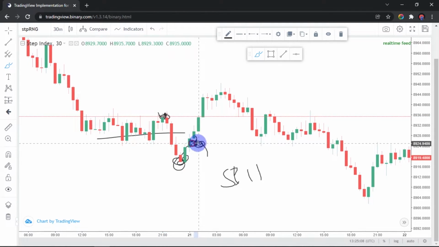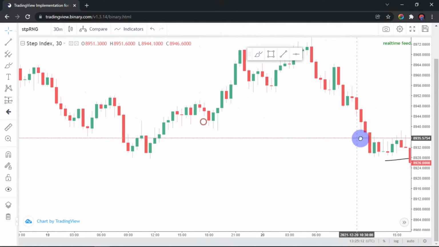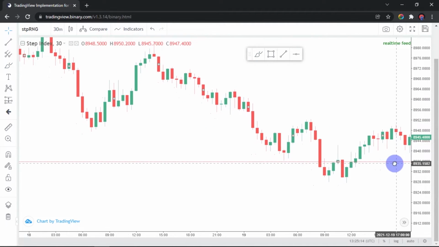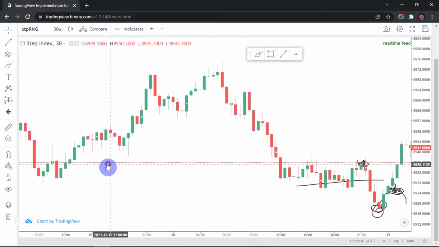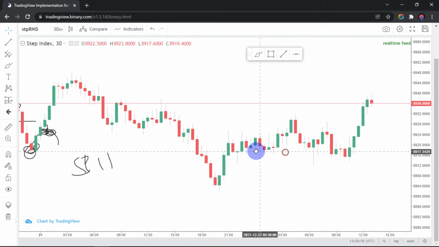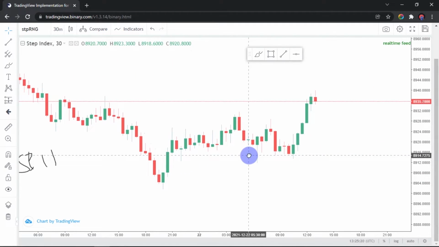So you should always wait. Don't just take decisions anyhow. You should always wait for the pattern to be completed before you make a decision. Wait for everything to be clear. Wait for the territory to be a little bit cleared. I hope that one is making sense.